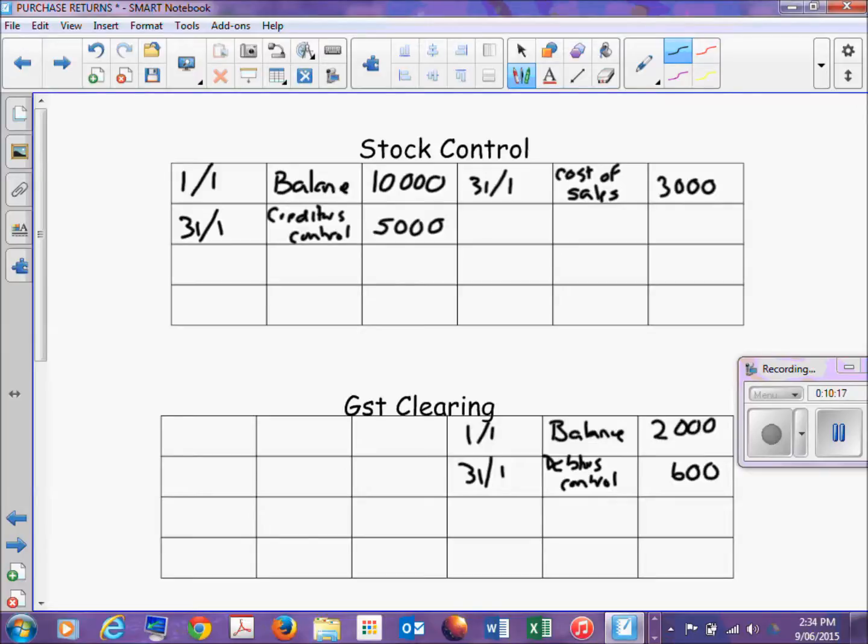If I bought stock on credit and I claim that GST back, what will the cross-reference be? I bought stock on credit. Credit is control. If I bought $5,000 worth of stock, how much would the GST be?